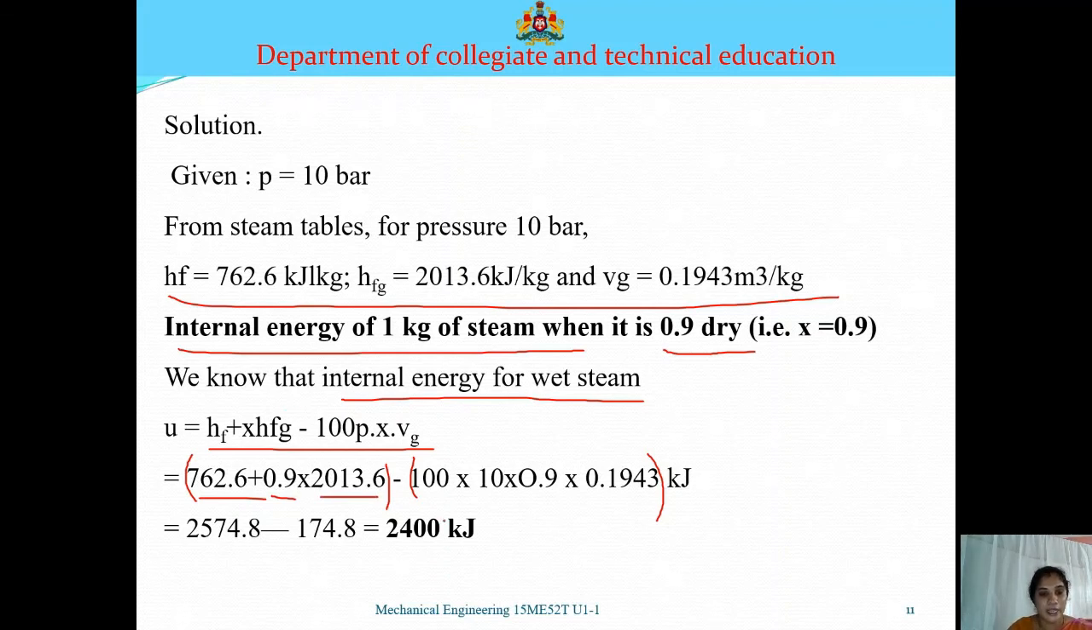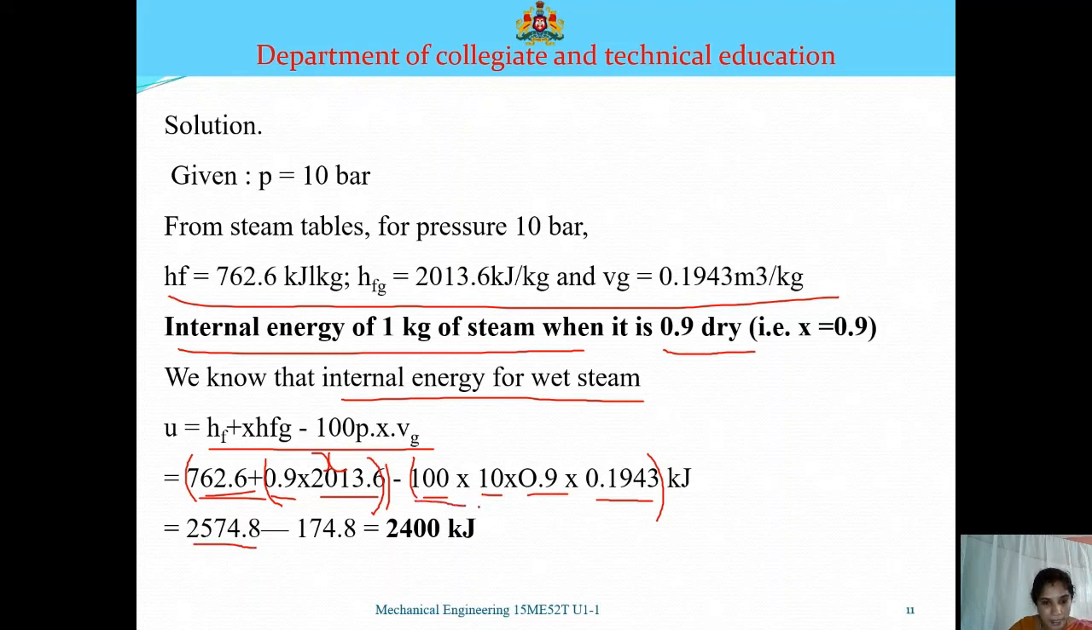Then again if I come here, it is 100. The value of P is 10 bar, I'll write it as 10. Value of x as 0.9 and vg as 0.1943. So first you multiply these two terms, that is 0.9 into 2013.6. So you'll get some answer. Let it be x. So you add that value with this. What is the answer you'll get? You'll get it as 2574.8.